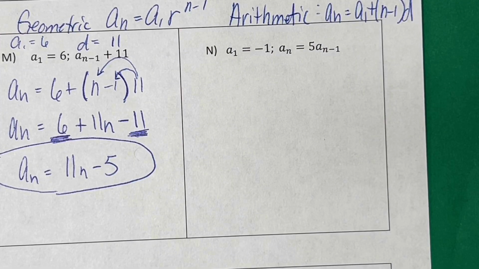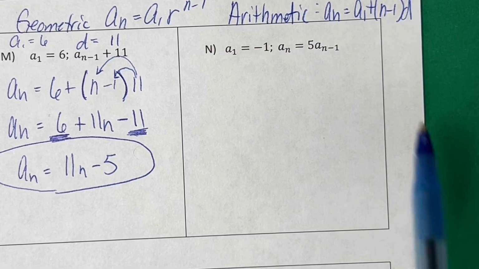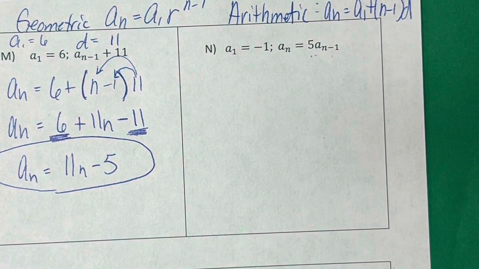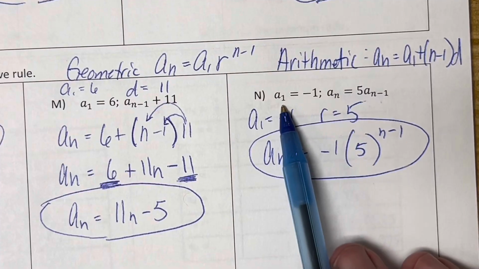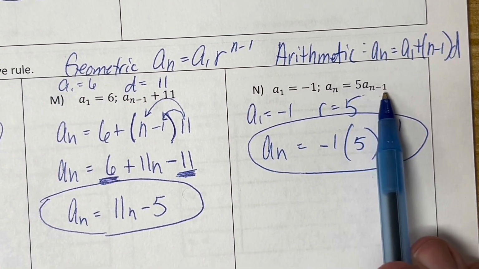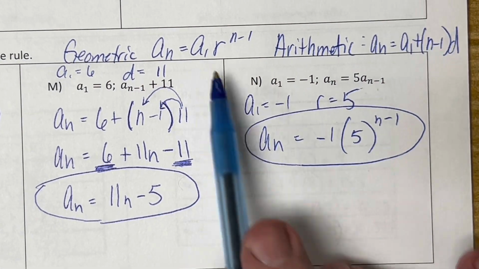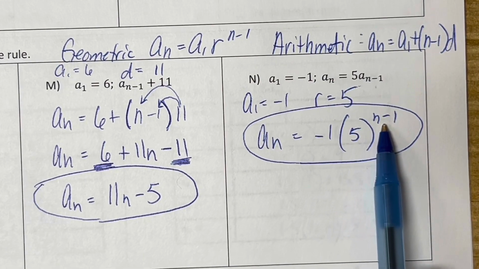All right, why don't you pause the video here and you can do n. You can see that it's a geometric because 5 is being multiplied. All right, welcome back. Let's see what you got. Our first term was -1, and then it's 5 being multiplied by the previous term, so r is 5. So it's an equals first term -1 times 5 to the n minus 1.